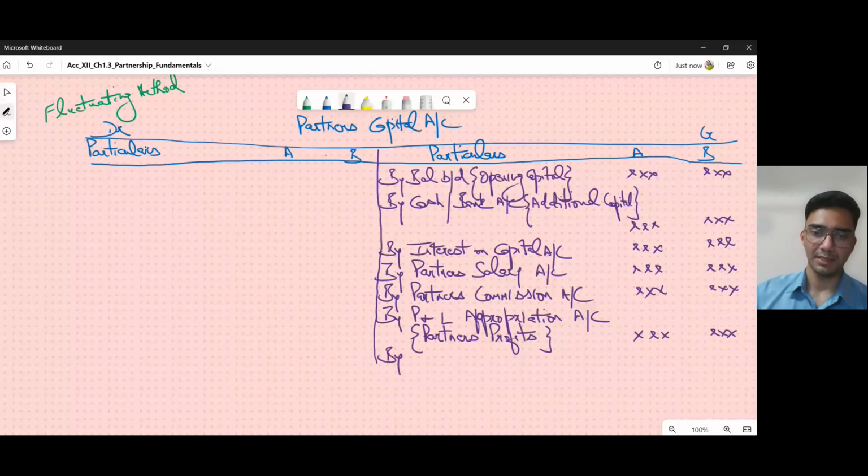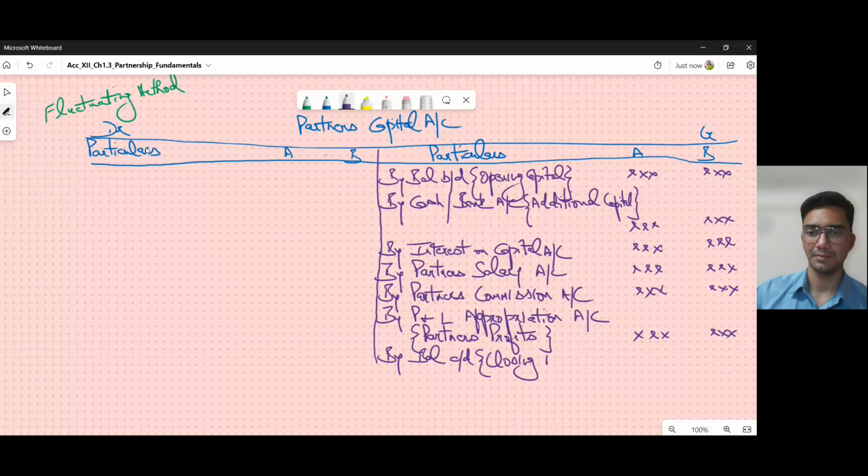And the last item, by balance carried down. This is my closing balance. All the same items as we wrote in the last account that we made, the partner's current account, all those items I'm just writing here. So you see the last 5 items written on the credit side are from the partner's current account, and the first 2 items written on the credit side are from the partner's capital account of the fixed method.